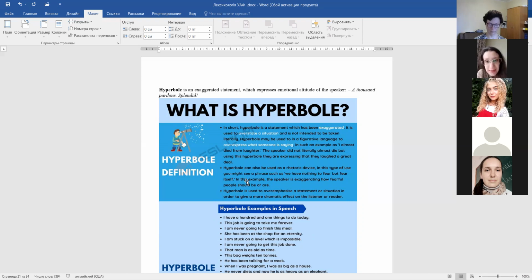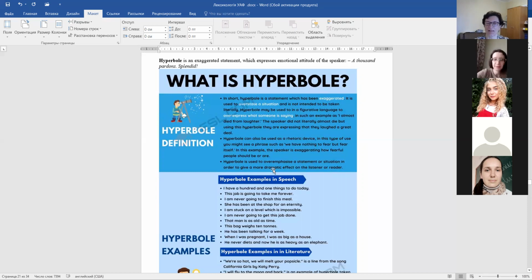In such an example as "I almost died from laughter," the speaker did not literally almost die, but using this hyperbole, they are expressing that they laughed a great deal. Hyperbole can also be used as a rhetorical device. In this type of use, you might see a phrase such as "we have nothing to fear but fear itself." In this example, the speaker is exaggerating how fearful people should be or are. Hyperbole is used to overemphasize a statement or situation in order to give a more dramatic effect on the listener or reader. Examples in speech. Okay, so let's say in your words, how do you understand hyperbole?